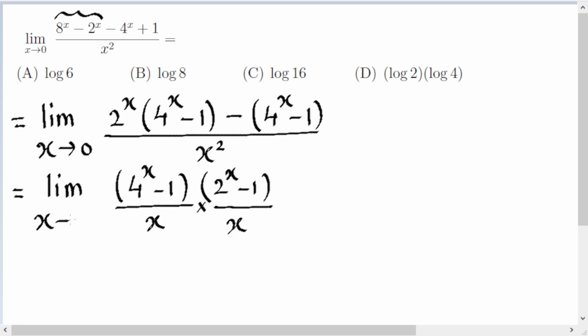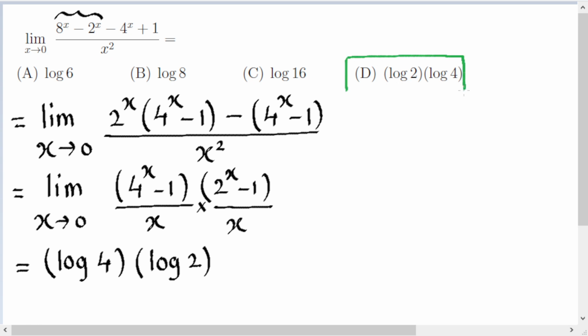And therefore you observe that we got two standard formulae, two standard patterns. So therefore the answer of the first part is log 4 and the second part is log 2. That's it. Remember that this cannot be simplified further, so the product of log 4 and log 2 remains as it is, and therefore option D is the correct answer.